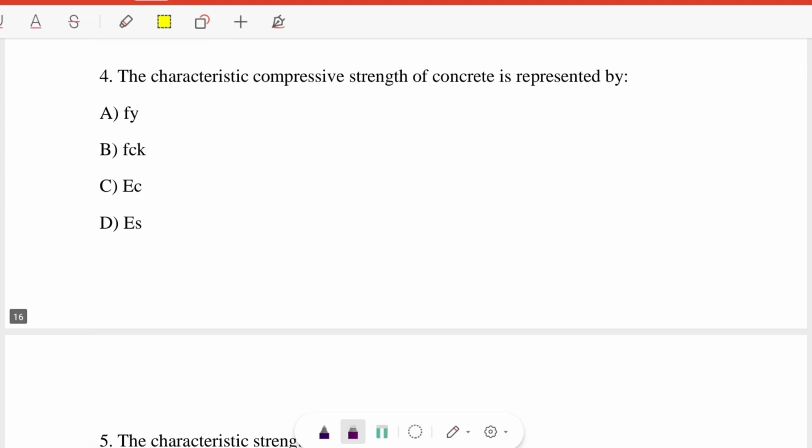Next question, the characteristic compressive strength of concrete is represented by option A Fy, option B FCK, option C EC, option D ES. The Fy is the characteristic tensile strength of steel, while FCK is the characteristic compressive strength of concrete. So FCK is the correct answer. Option B is the correct answer.